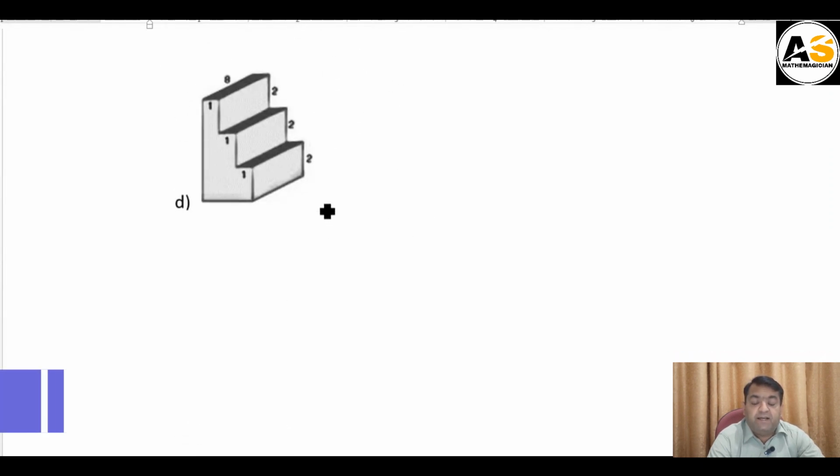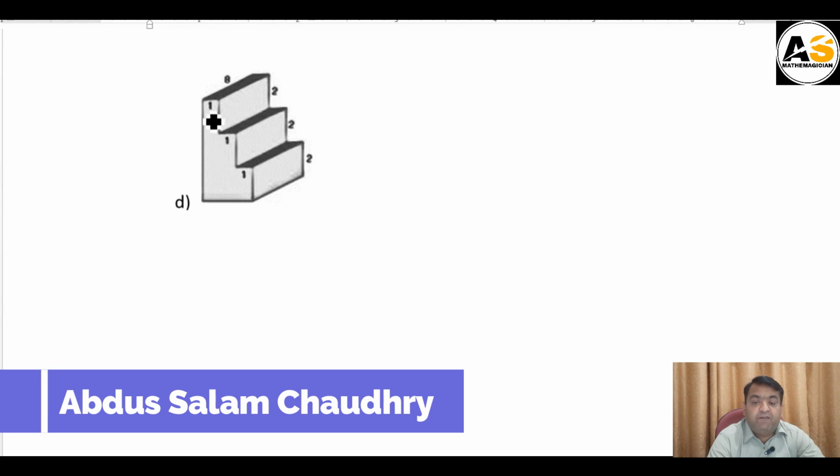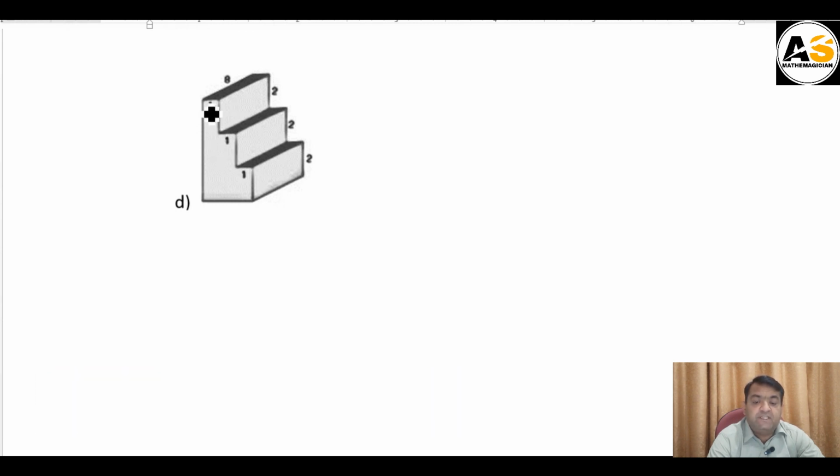The next part is this shape. We have to find its volume. This is again a prism. This is its cross section. I will divide it into 3 rectangles. This is 1, this is 2. So this area is 2 into 1, 2. This is 2 plus 1, 3. This is 2. This area is 6. This is 3 plus 1, 4. And this is 2. 4 into 2, 8.